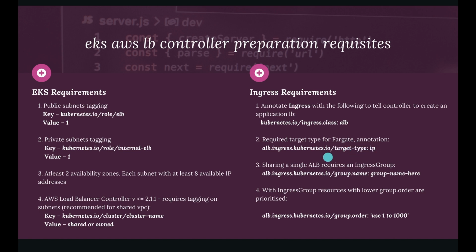Then for the sharing of a single application load balancer, which we'll be doing in this case, you have to use an ingress group annotation, and you have to pass the group name as shown here. So this is the annotation name up to the colon, and then the group name goes here. We'll also cover this while reviewing the ingress resources.